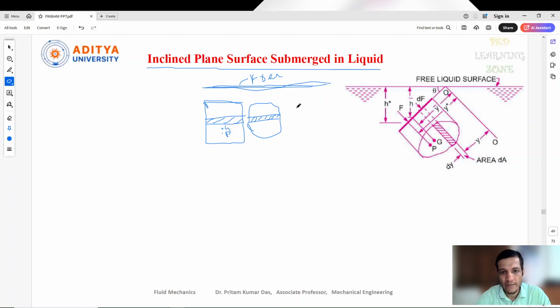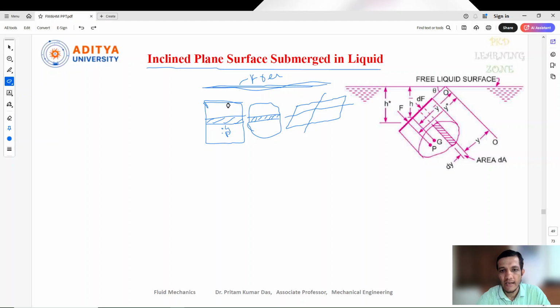Similarly, this is about vertical. Horizontally, how have we taken? Horizontally, we have taken a plane like this, and it is placed this way. Now the height from this free surface to this horizontal plane is the same everywhere. So this is about the horizontal surface, this is about the vertical surface. Now we'll discuss the inclined one.